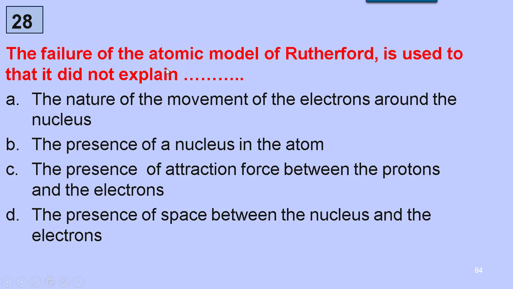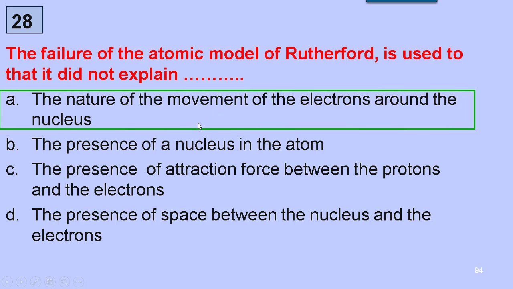The failure of the atomic model of Rutherford is used to that it didn't explain dots. Rutherford atomic model failed to explain the nature of movement of the electrons around the nucleus.